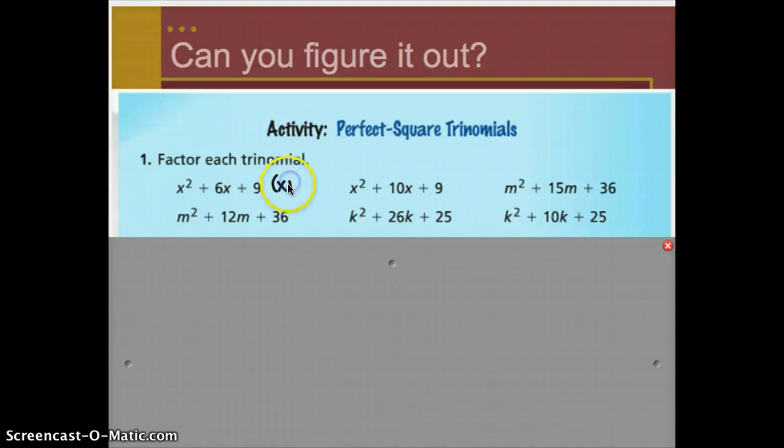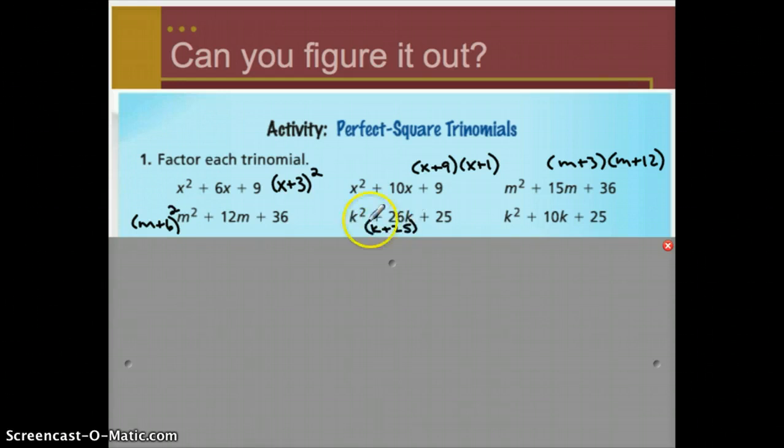Did you get x plus 3 squared for the first one? x plus 9 times x plus 1 for the second one. Maybe m plus 3 times m plus 12 for the third one. Maybe m plus 6 squared for the next one, where m plus 6 times m plus 6 is fine. Maybe k plus 25 times k plus 1. And then maybe here, k plus 5 times k plus 5, or k plus 5 squared.